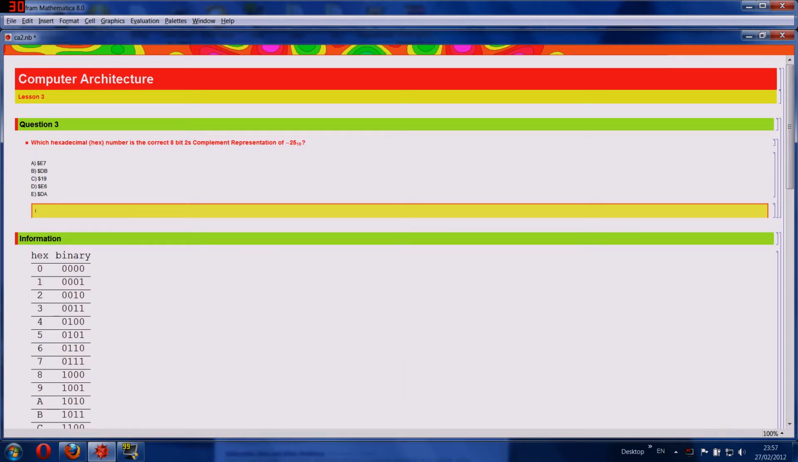So question 3: which decimal number, abbreviated as a hex number, is the correct 8-bit 2's complement representation of -25, where the subscript there denotes base 10? We've got options there. A is E7, B is DB, C is 19, D is E6, E is DA.